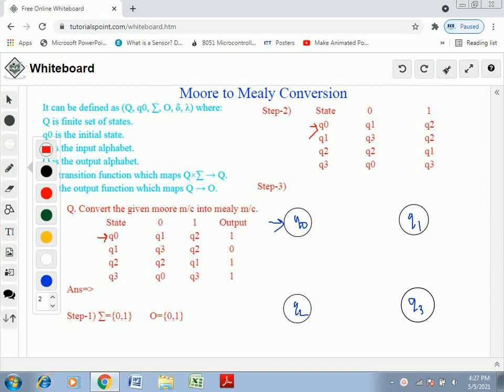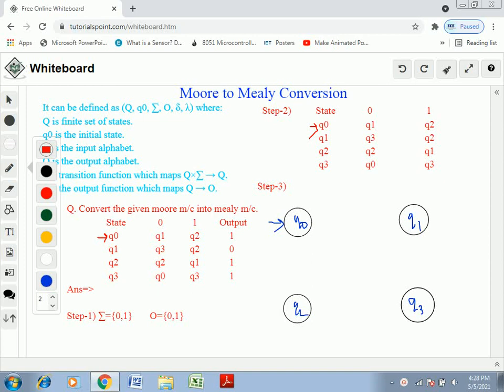In this session we have seen the conversion of Moore to Mealy machine. Basically, in a Mealy machine the output is associated with the inputs, and in a Moore machine the output is associated with the states. So in Mealy and Moore machines we have to generate the output.